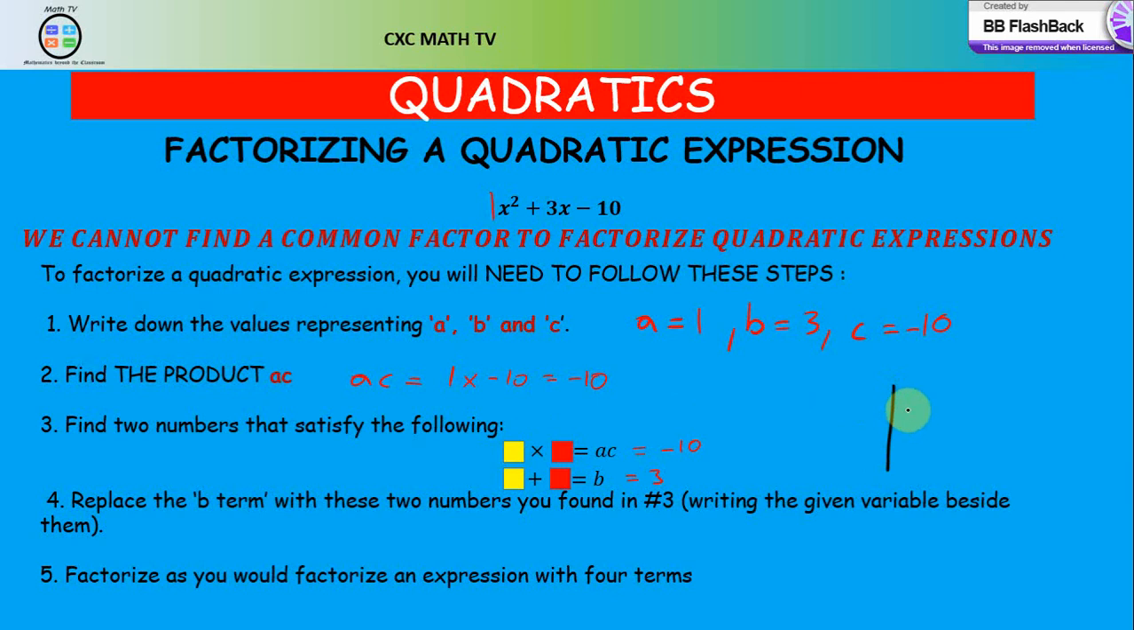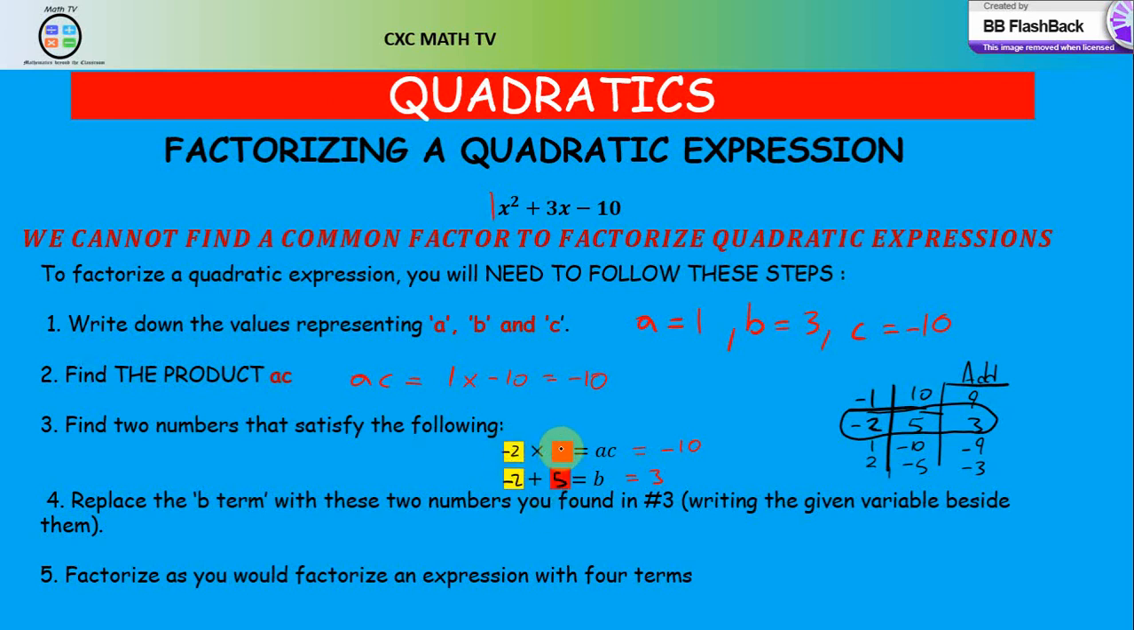Now you can always draw a little table to show you two numbers to multiply to get negative 10. It can be 1 and negative 10, negative 1 and 10, or maybe 2 and negative 5, or negative 2 and 5. These are the possibilities. But remember, when you add them, you should be getting 3. So when you add them, this would be giving you negative 9, this would be giving you 9, this would be giving you negative 3, this is 3. Which one added to give us 3? This one. So the two numbers in that case are negative 2 and positive 5.